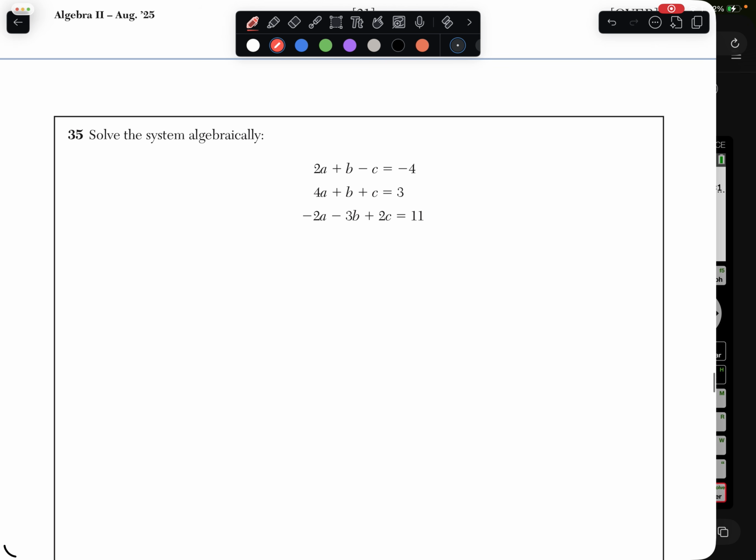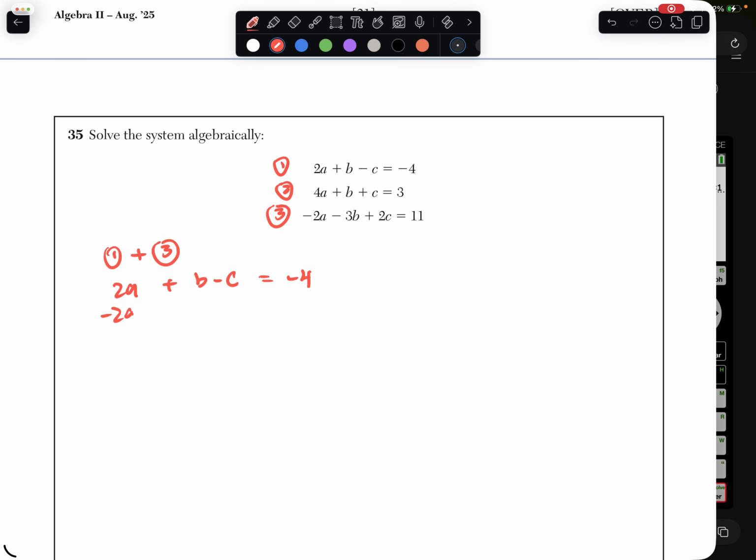Okay, so let's try to solve for the first 2 equations. I'm going to label the equations 1, 2, and 3. So I'm going to do 1 plus 3. So I get 2a plus b minus c equals negative 4.